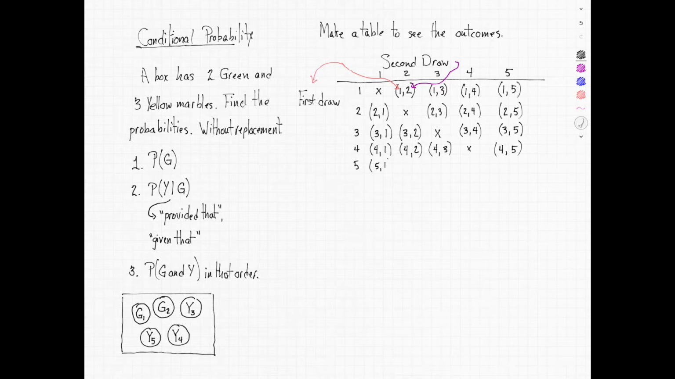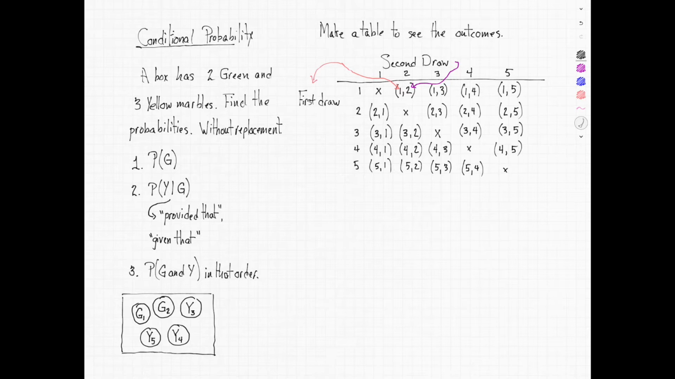And let's do one more of these. So let's take a look at this. I could have yellow 5, green 1. I could have yellow 5, green 2. We could have yellow 5, yellow 3, yellow 5, yellow 4, and of course you can't have yellow 5, yellow 5. So now we're to the position where we can start finding these probabilities.